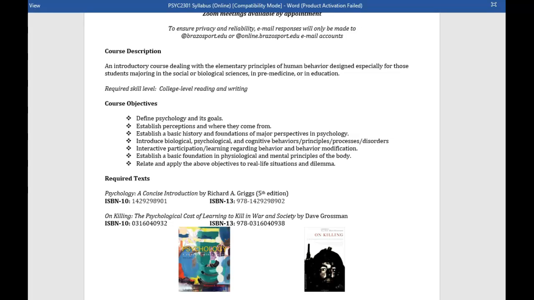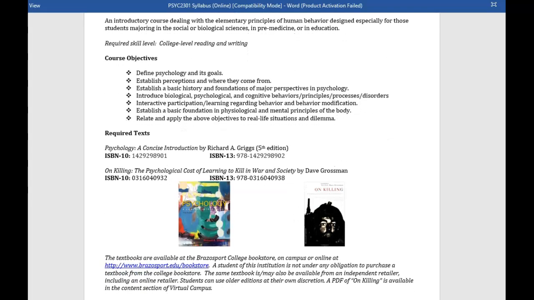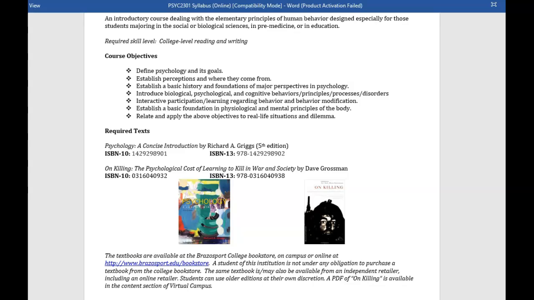The most important part of this class, in my opinion, though, is that we will be relating this information and applying this information to real life situations and dilemmas, which brings us to the required textbooks in this class. The first required text is a traditional college textbook. It's called Psychology, A Concise Introduction by Richard A. Griggs. It has 10 chapters in total, and each chapter is focused on one specific discipline or subfield of psychology.